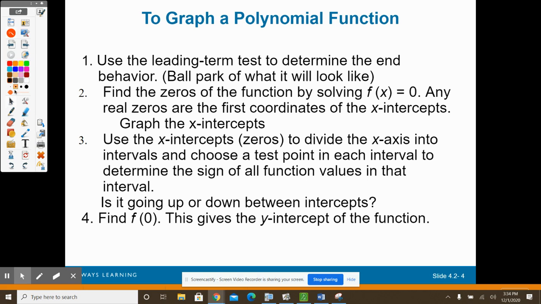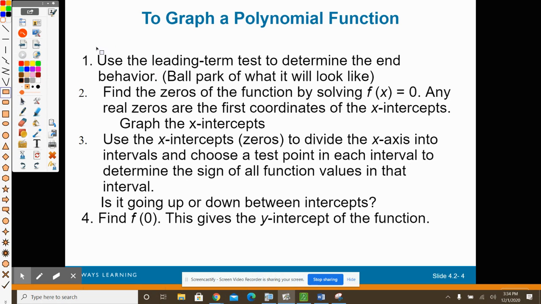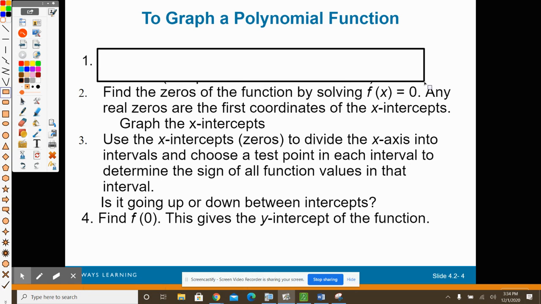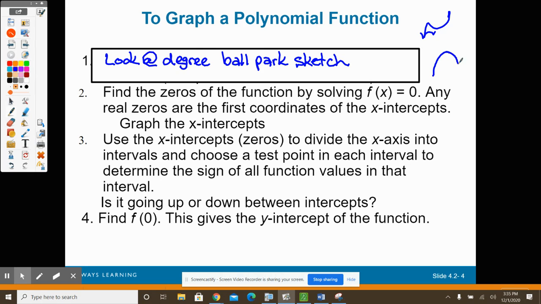So when you graph a polynomial function by hand, here's what you do. You use the leading term test to determine the end behavior. What I tell kids to do first is, that was very fancy talk, look at degree and do a ballpark sketch. It's not going to be good, but if the degree is 3, on the side of my paper, I'm going to write this. If the degree is 4 and it's a negative, I'm going to draw this. Why do I do that? So I remember what my graph is supposed to look like.